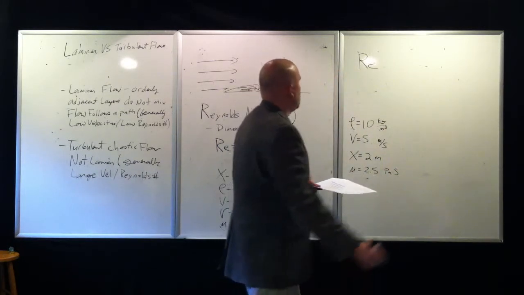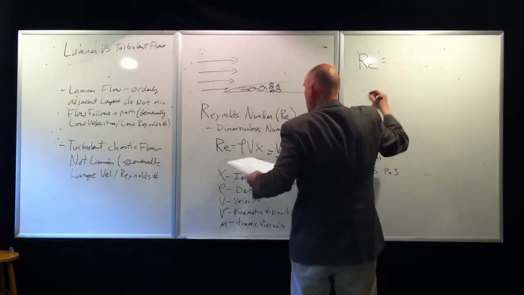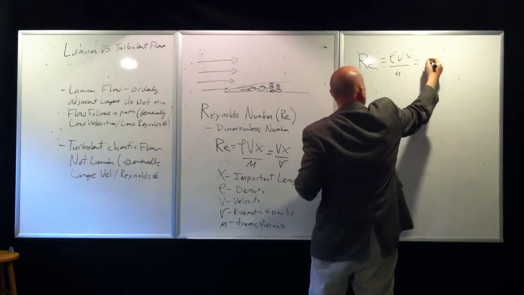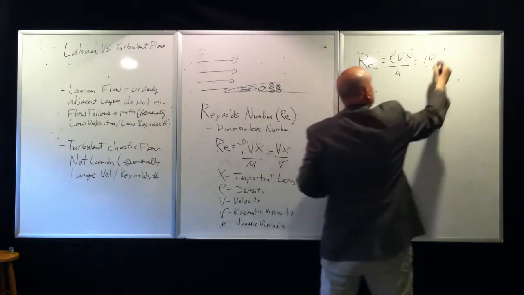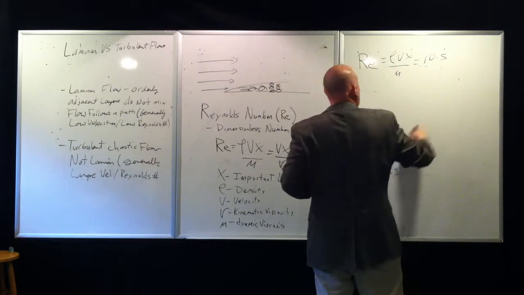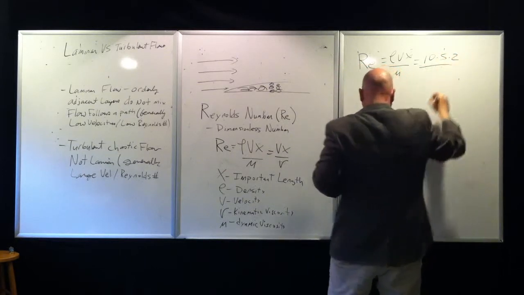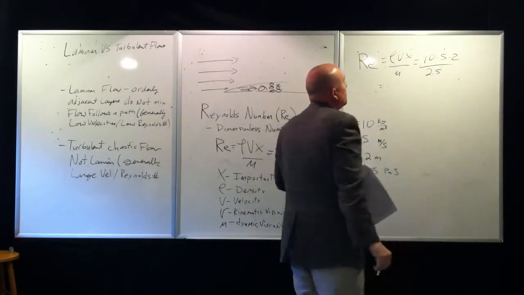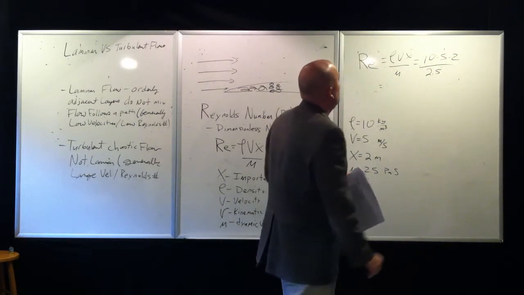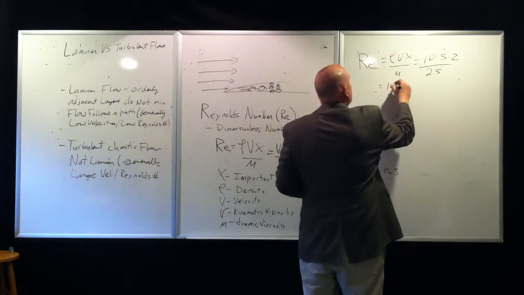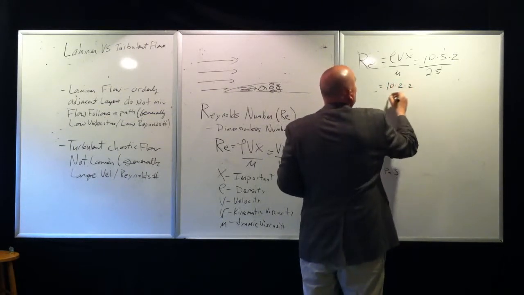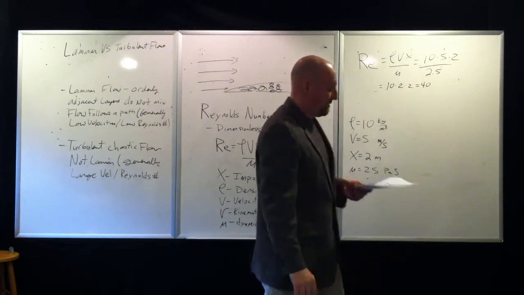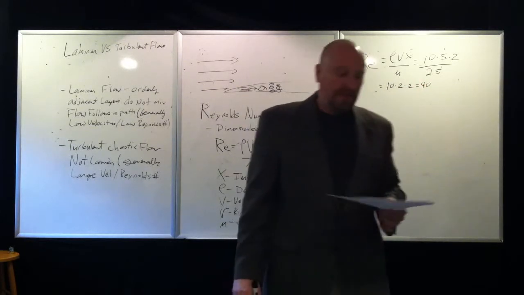Okay, let's put some numbers in. Rho Vx over mu. So rho is 10, V is 5, x is 2, and mu is 2.5. Performing that calculation, 10 times 5 times 2 over 2.5, and we'll have a Reynolds number of 40. 40 is going to be our Reynolds number. All right, well, what does that really tell us?